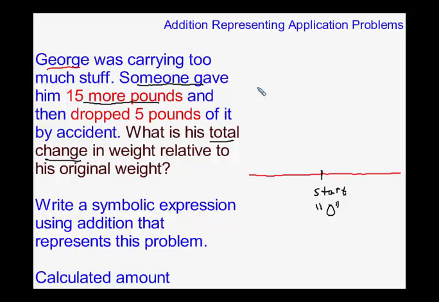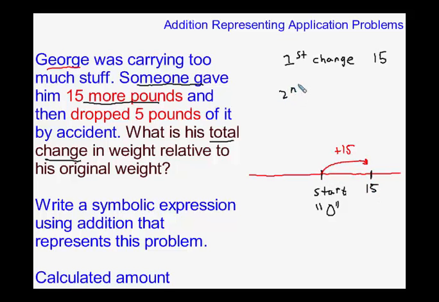So his first change was positive because someone gave him more stuff to carry. The first change could be thought of as positive 15. So I'm going to think of his starting amount as zero and that we add 15 pounds to his starting position, which put him at positive 15 on the real number line. Again, this 15 doesn't mean that he's carrying 15 pounds. It's his change in weight, which means he's carrying 15 pounds more than he started. And the fact that it's more, we're going to assign a positive number to that.